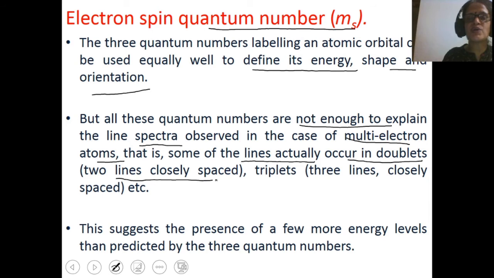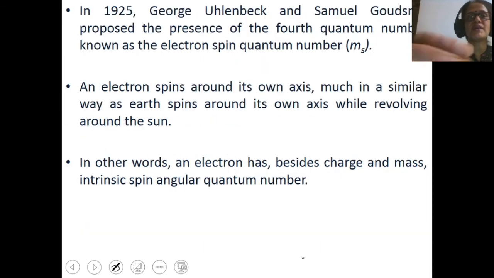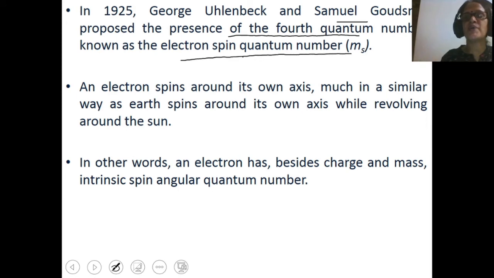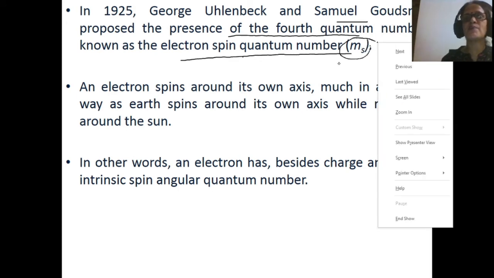Doublet means there are two lines which are closely spaced. Triplets, there are three lines which are closely spaced. So these doublets and triplets suggest the presence of a few more energy levels than predicted by the three quantum numbers. So in 1925, George Uhlenbeck and Samuel Goudsmit proposed the presence of the fourth quantum number, which is known as the electron spin quantum number. It is represented by the symbol ms.